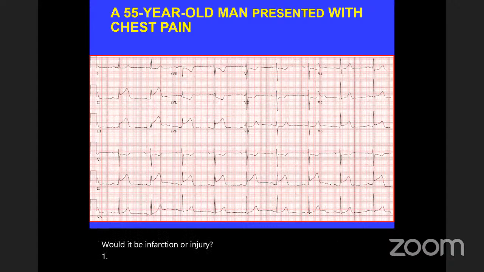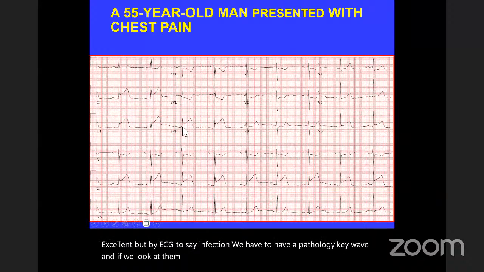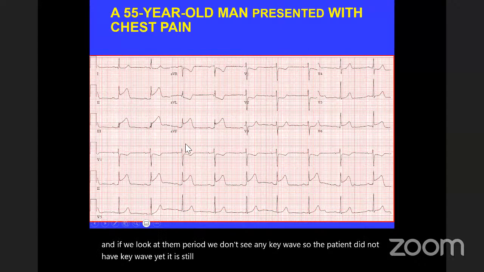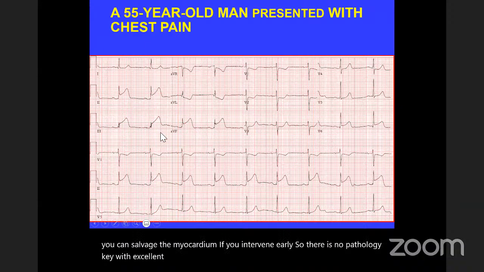Excellent, yeah. By ECG, to say infarction, we have to have a pathologic Q wave. And if you look at the inferior leads, we don't see any Q wave. So the patient did not have Q wave yet. It is still acute inferior myocardial injury. And this is the time you can salvage the myocardium if you intervene early. So there is no pathologic Q wave. Excellent. Okay, so which artery is involved?